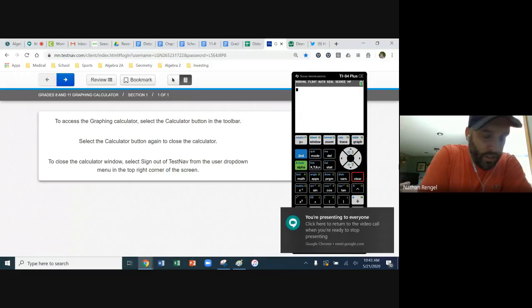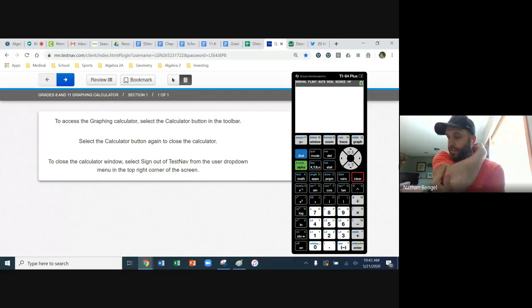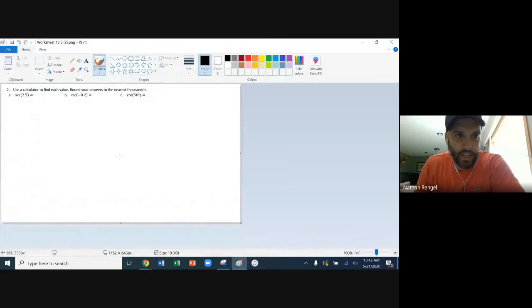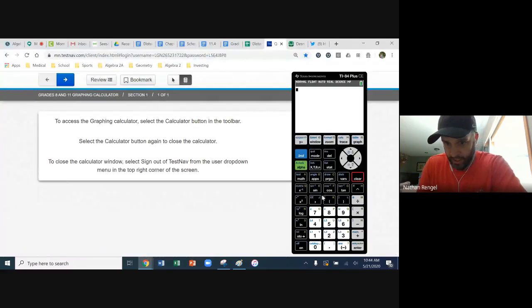And if you are setting up for number 2 here, you're going to want to have a calculator handy because we're going to use a calculator to find each value, and we're going to round our answers to the nearest thousandth. So if you watch the first video, we are starting to look at the reciprocal functions to sine, cosine, and tangent. So we're going to use a calculator to find each value, and we're going to start by doing secant of 2.5 radians.